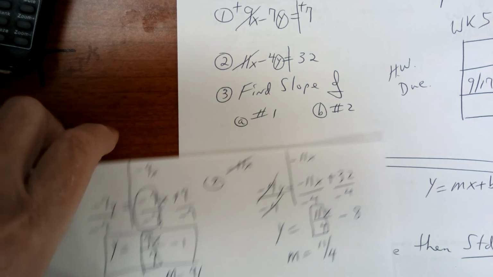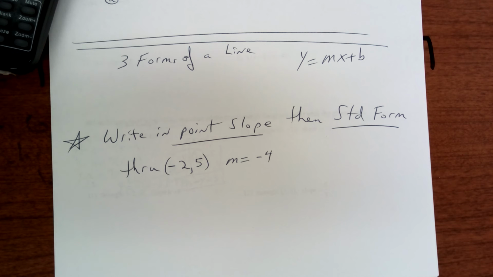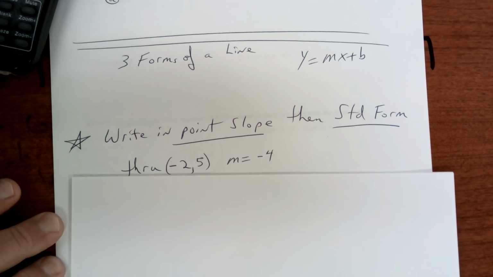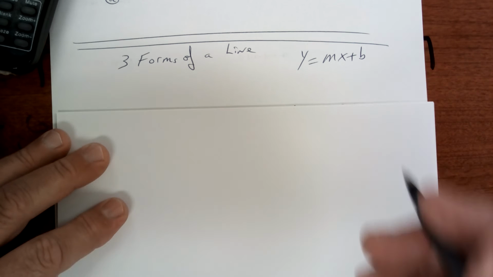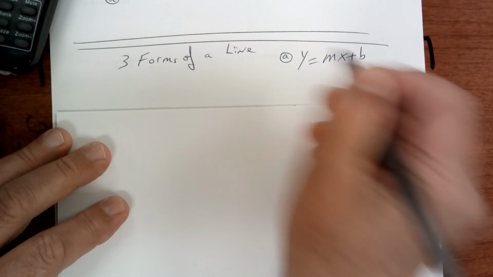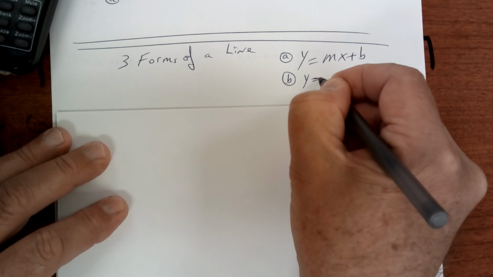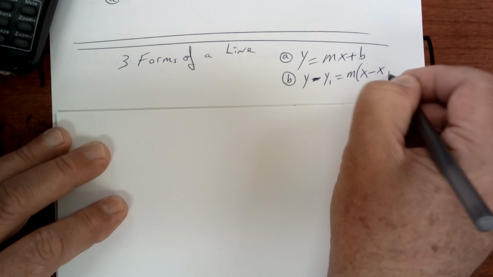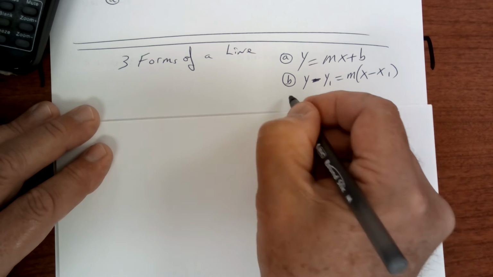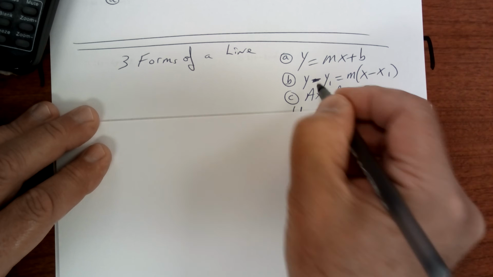All right, put away your bell work. On a new sheet of paper, copy down everything you see. Okay, these are notes. Put a date. There are 3 forms of a line, and it's on the board. Okay? So this is A. B is point slope. And then the last one is standard form. And you got to know all 3 on this worksheet.